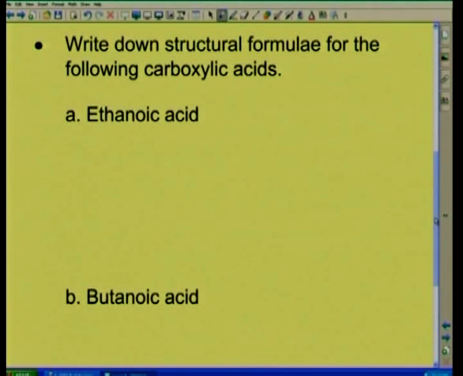Write down structural formulae for the following carboxylic acids. Ethanoic acid: we know we're going to have 2 carbons for eth. And then remember, carboxylic acids have the carbonyl group bonded to the OH group. That gives you your acid, and this will be ethanoic acid.